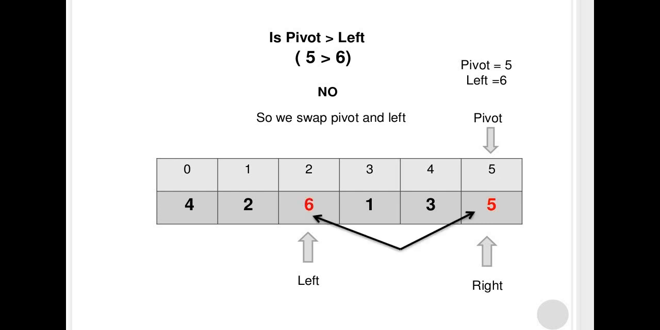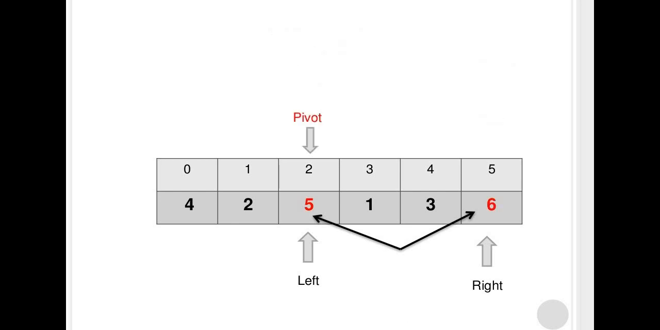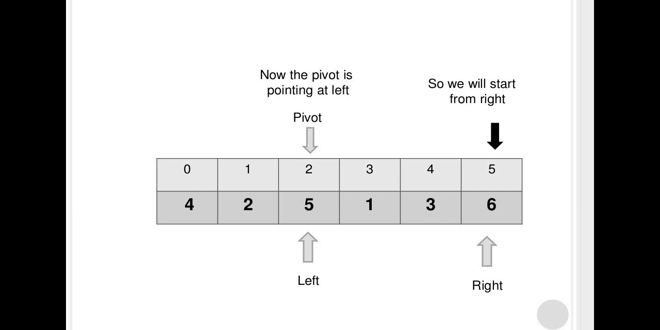Now you can see that the 6 and 5 will be compared, right? So 5 will come at the third place and the 6 will be there, so the pivot element will be shifted to the left position here. Now pivot is at the third position here, right? So now pivot is pointing at the left here. So again now we'll start from right to left. Comparison will be made from right to left and we'll move towards the left position.